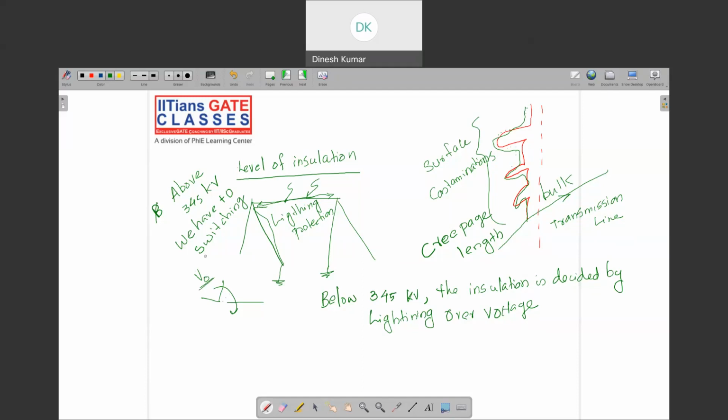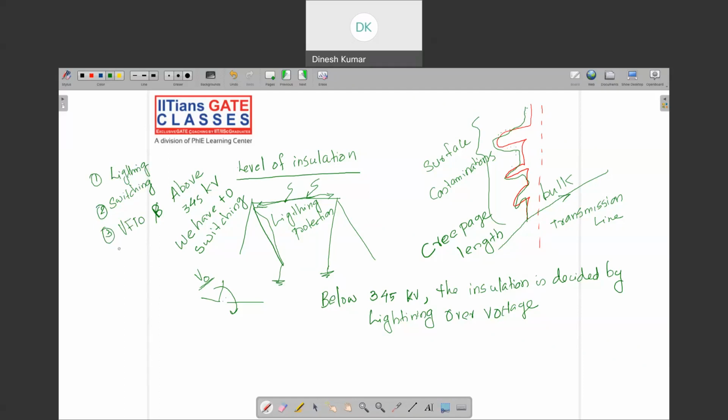So you should remember these two numbers. Why are we actually considering lightning overvoltage and switching overvoltage? If you consider overvoltages, there are different kinds. The first one is lightning overvoltage. The second one is switching overvoltage. Then the third one is VFTOs, that is, very fast transient overvoltages.